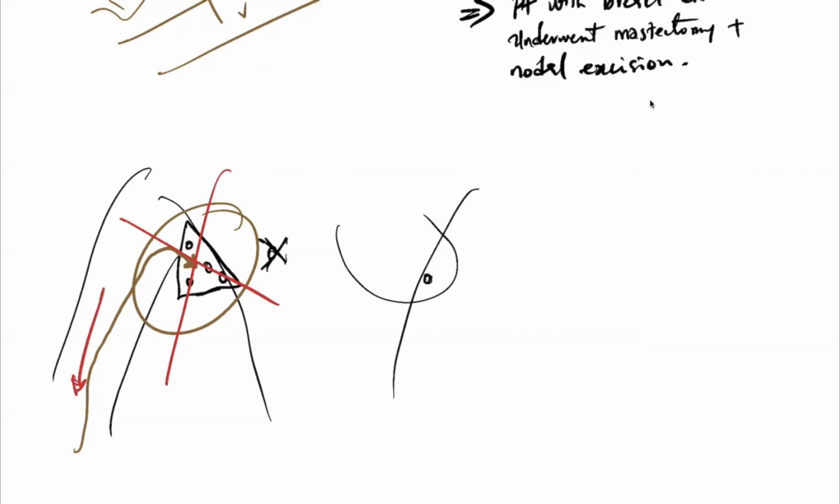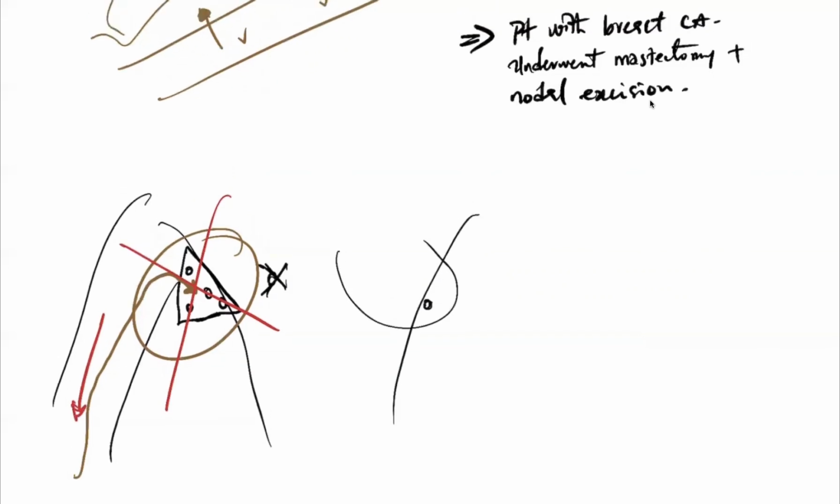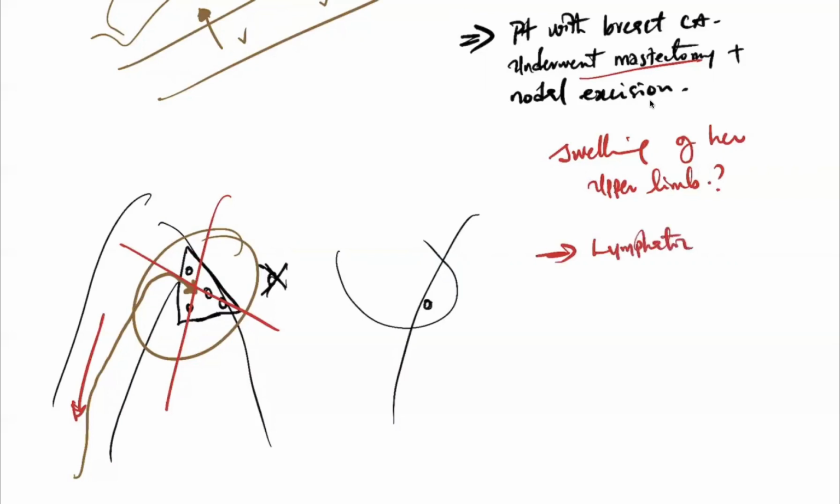This is why you may get a question where they would give you a patient that has undergone mastectomy, and now she has swelling of her upper limb. This will usually be on the same side where she had the mastectomy. There'll be swelling of that limb. Why? The reason is because she had lymphatic obstruction. So you want to bear that in mind.